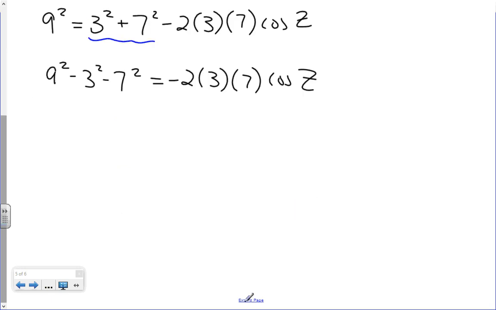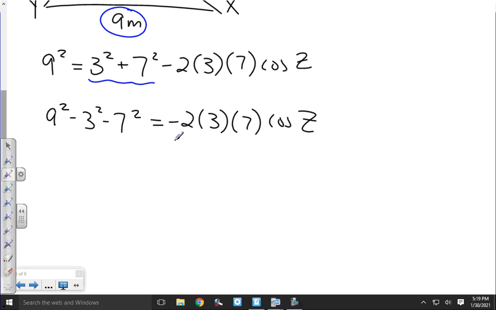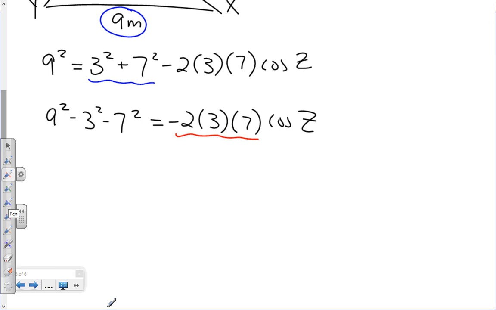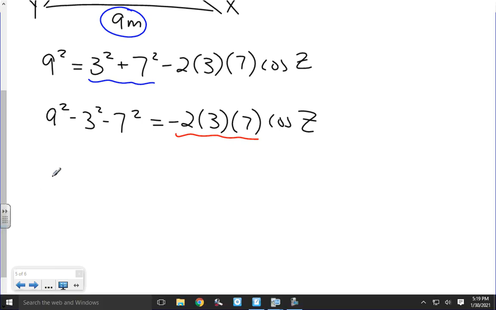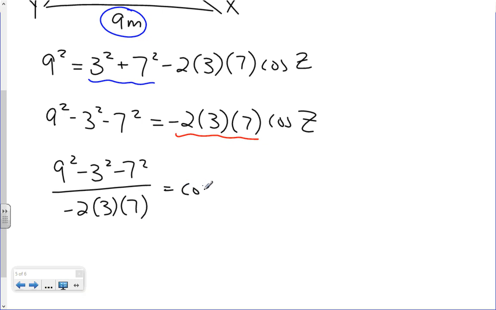You could, of course, grab your calculator and find out what these constants turn out to be on each side. I'm going to leave it like this for just one more step, and then we'll evaluate these. The next step is to get rid of that coefficient in front of the cosine. So this guy right here, let's divide to move him to the other side. So we get 9 squared minus 3 squared minus 7 squared, all divided by a negative 2 times 3 times 7. And that's what the cosine of Z is equal to.